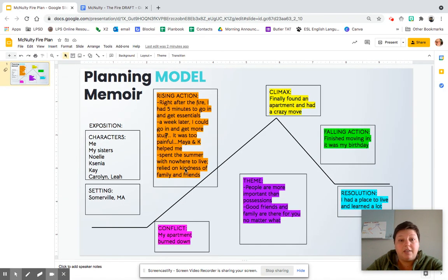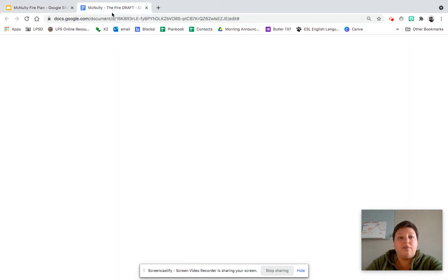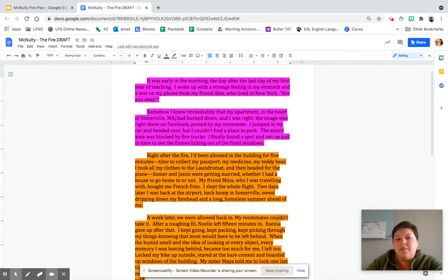So now I can see because I color coded and I double checked, I've got everything I need in my draft. And then when I go back and revise, maybe I'll move some of this around. I might change the timing of my story. And that's cool. But for our draft, let's just make sure we get everything out there.